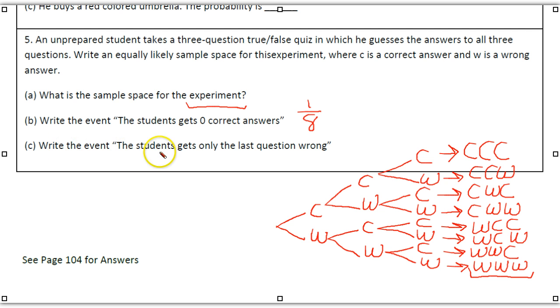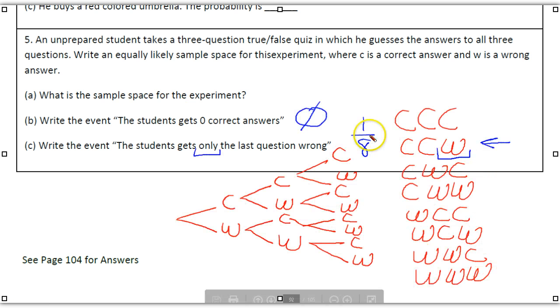And write the event. The student gets only the last question wrong. Well, looking through here, where this is the last question, they would get it wrong there. Only the last question. So that implies you have the first 2 questions correct. And the probability of that one is 1 out of 8. You lucked out either way.